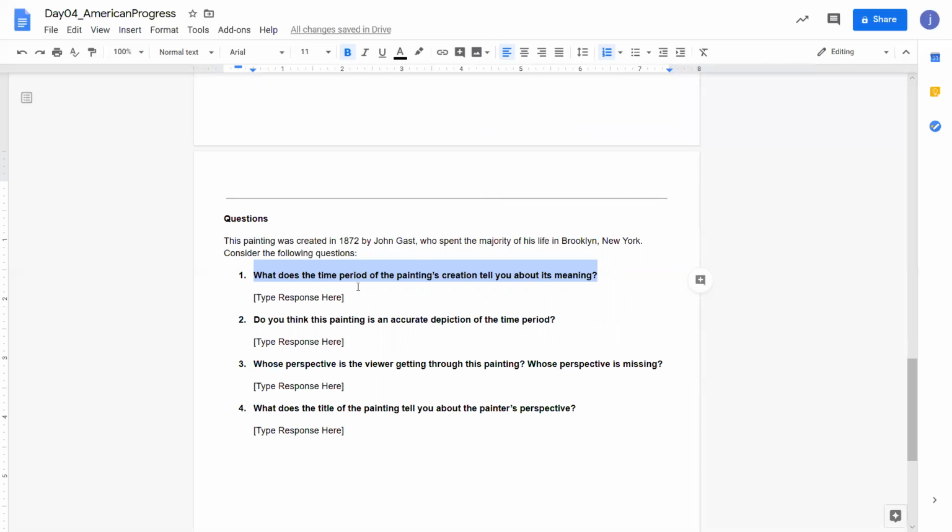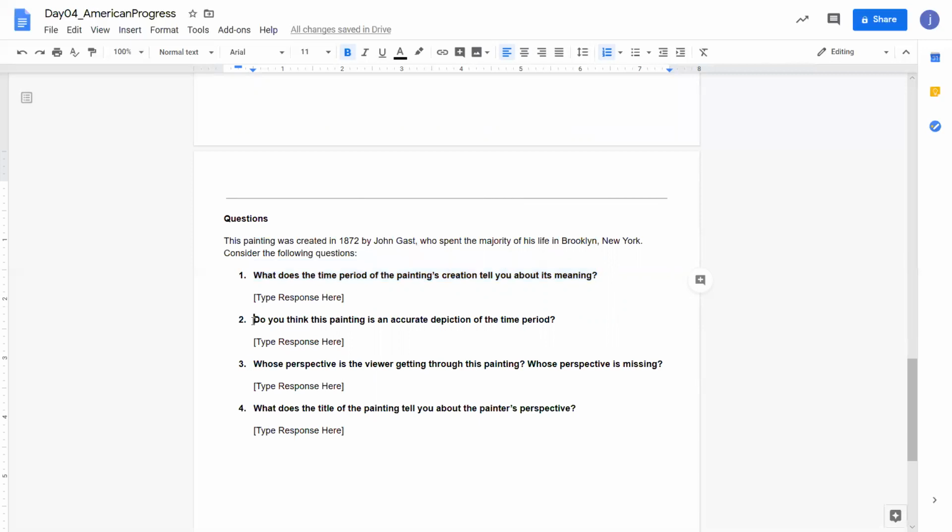And it's asking, what does the time period that it was created tell us? What's the meaning of this painting? What might the author, the painter, John Gast, be trying to say? What does the author want the audience to get from it?